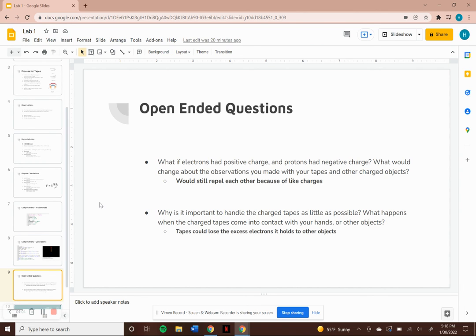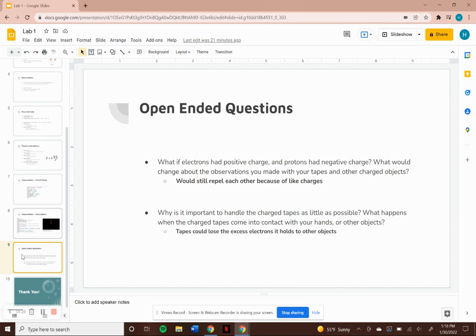Why is it important to handle the charged tapes as little as possible? What happens when the charged tapes come into contact with your hands or other objects? Tapes could lose the excess electrons they hold to other objects because of the interactions they have with them. So to gather the most accurate results, we want to have the least amount of interactions possible, isolating the tapes and making sure that they aren't having any contact with anything else that could affect your results.